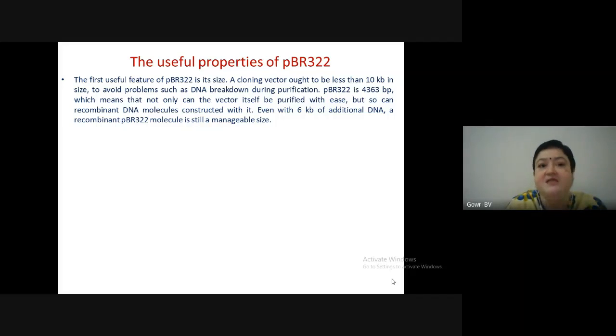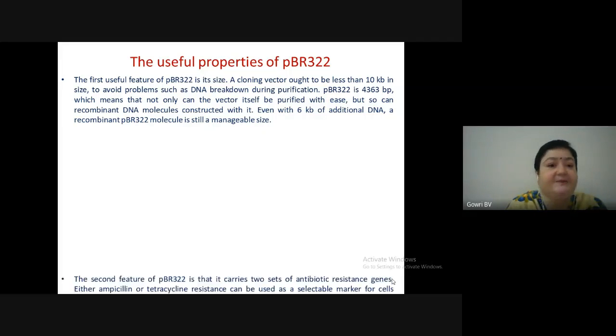I repeat the sentence. The first useful property of pBR322 is the size of the molecule. A cloning vector ought to be less than 10 kb in size to avoid problems such as DNA breakdown during purification. pBR322 is 4363 base pair, which means that not only can the vector itself be purified with ease, but so can the recombinant DNA molecule constructed with it. Even with 6 kb of additional DNA, a recombinant pBR322 molecule is still a manageable size.